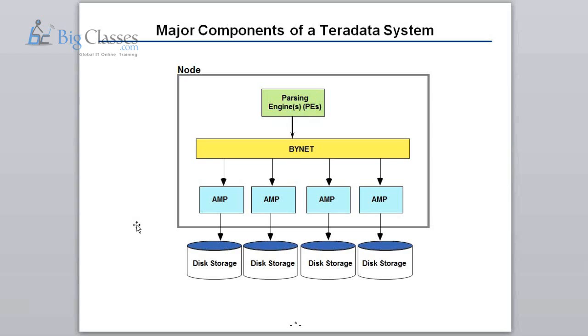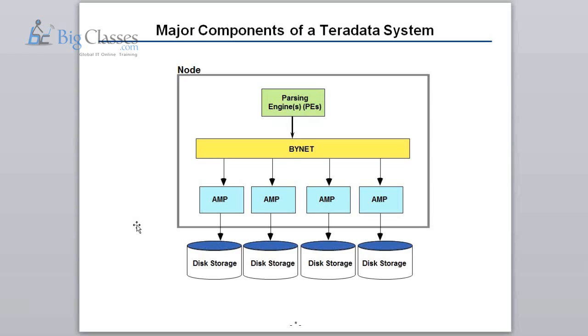So the BYNET can be used after the parsing engine as a communication mechanism to the AMP. AMP is nothing but the Access Module Processor, which is a very key component of Teradata systems because, as I said, it is a parallel processing database, right? So what is parallel processing here?